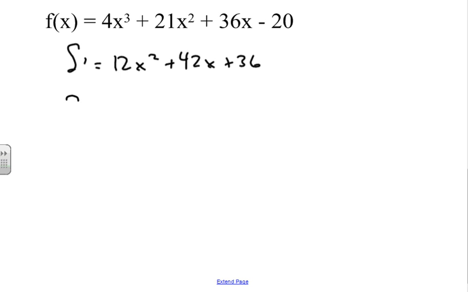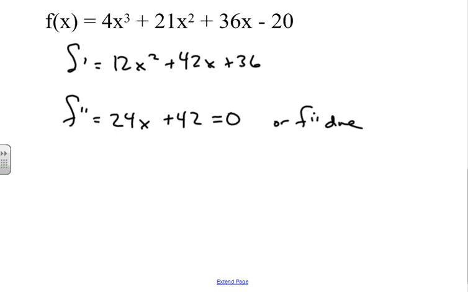Next we're going to do f double prime, because we're trying to figure out where f prime increases and decreases. How do we do that? We take the derivative of f prime to help us determine the critical numbers of f prime. So what we have here is 24x plus 42. To find our points of inflection, we take f double prime and set it equal to 0, and we also figure out where f double prime does not exist.